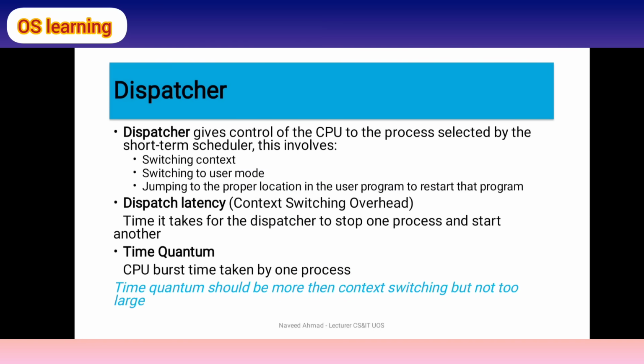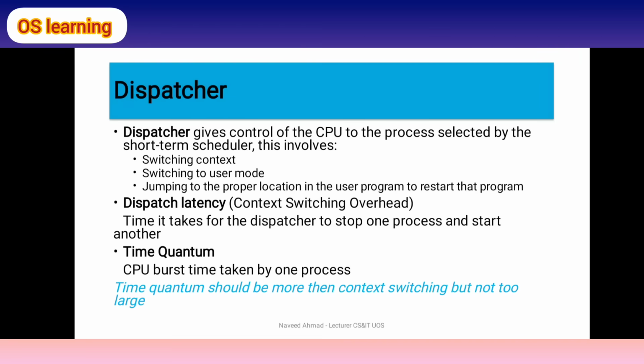Now the dispatcher. The dispatcher gives control of the CPU to the process selected by the short-term scheduler. The dispatcher involves switching context, switching to user mode, and jumping to the proper location in the user program to restart that program. Dispatch latency is one of the most important terms in operating systems.